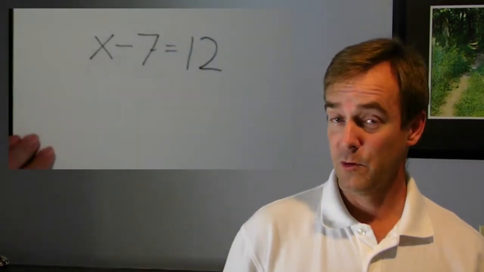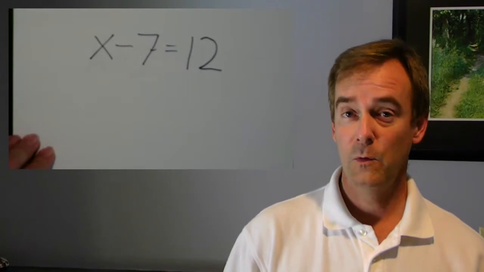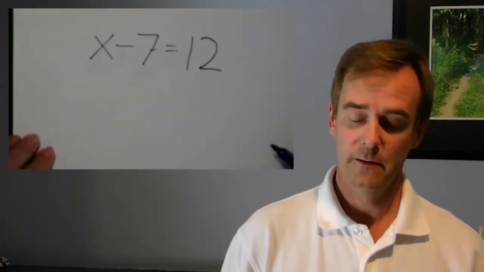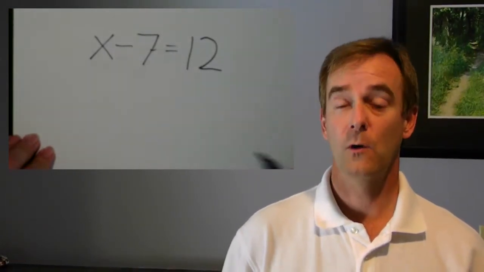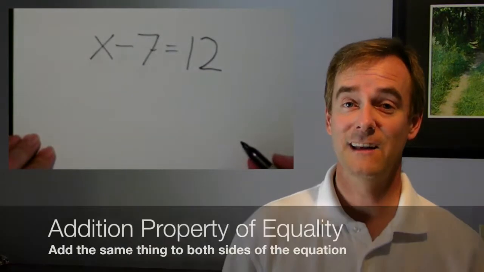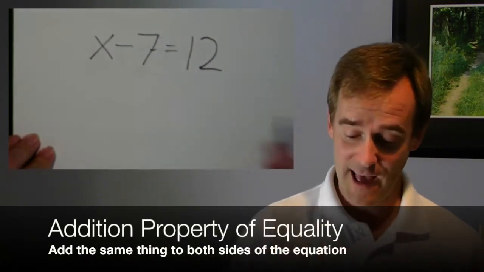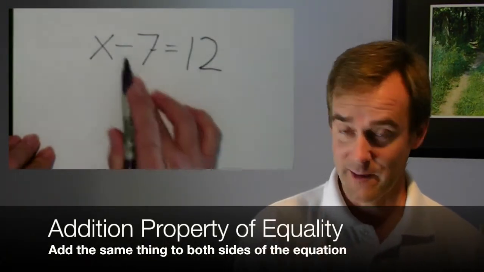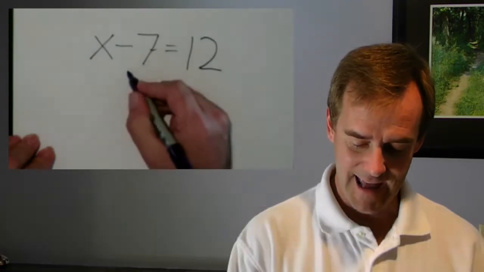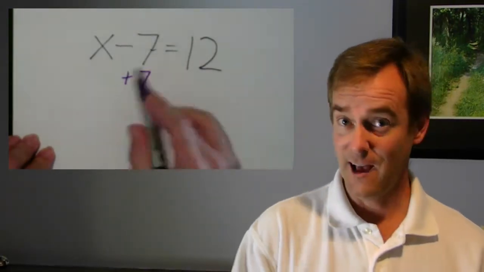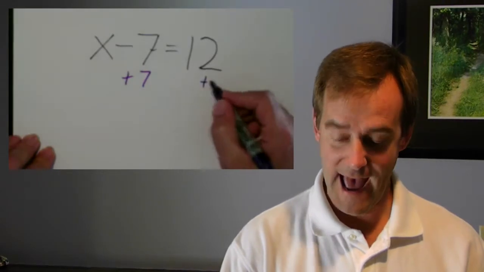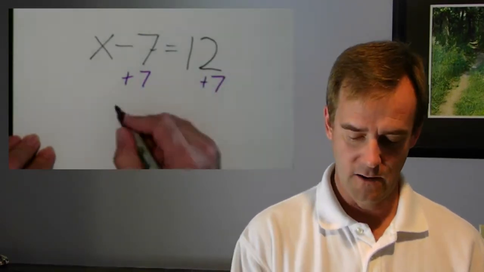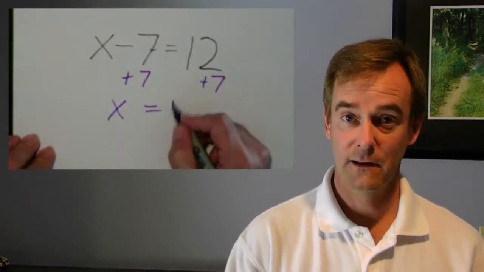Now, what I said in Algebra Solves Mysteries is that as long as we use the equality properties, the relationship stays true. There are 4 equality properties. The first is called the addition property of equality. And it says if I have a relationship, maybe it's got a minus in it that I don't like, I can add 7 to this side as long as I add 7 to this side. I'll get x equals 19.